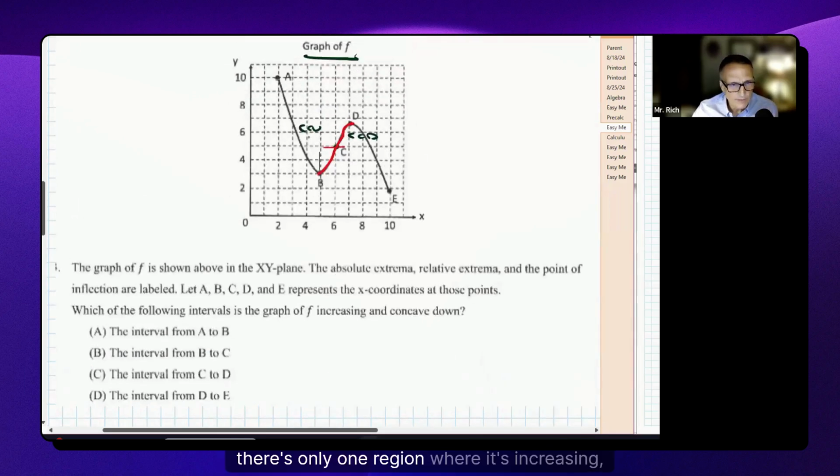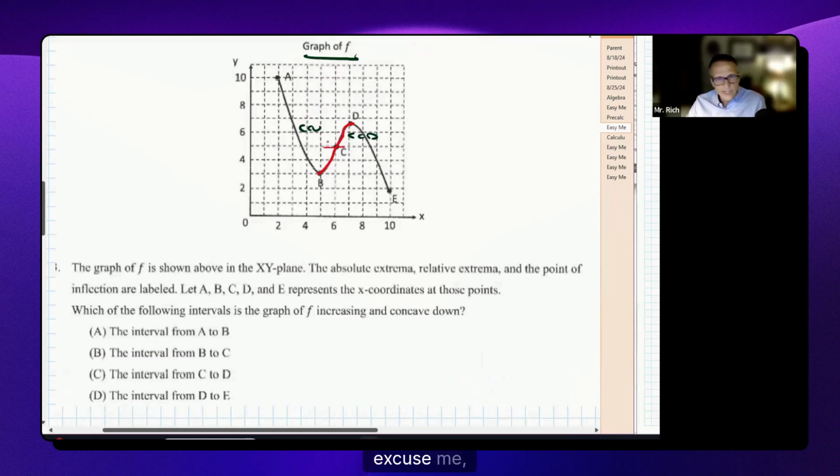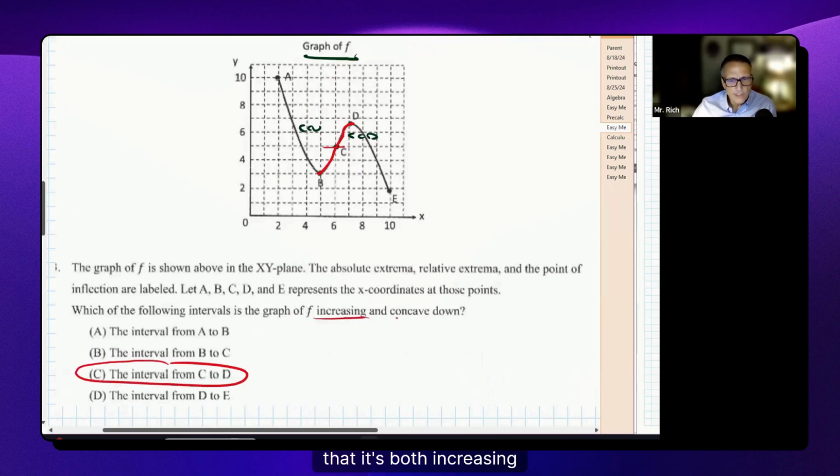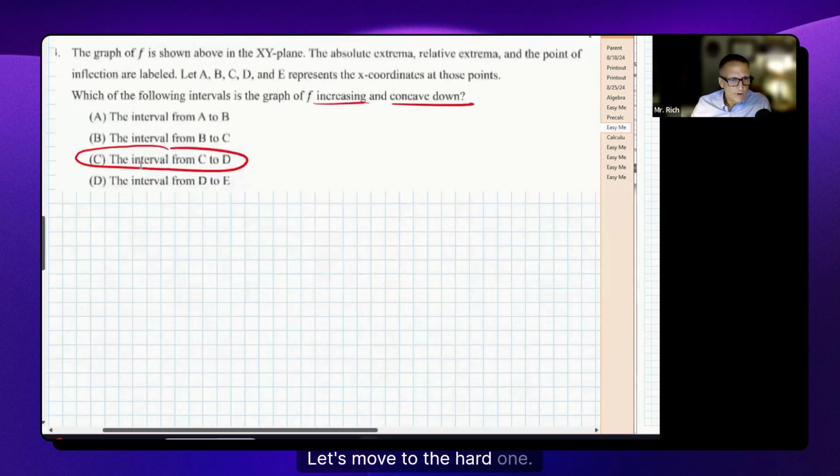Well, there's only one region where it's increasing, and I've marked it in red. And the only place that it's concave down, excuse me, is after point C. So it's really from C to D that it's both increasing and concave down. Let's move to the hard one.